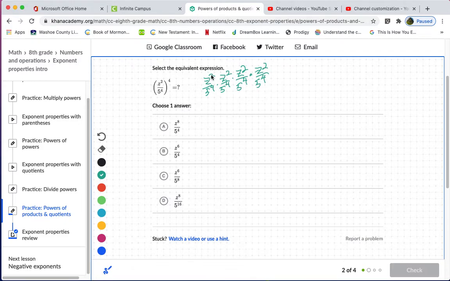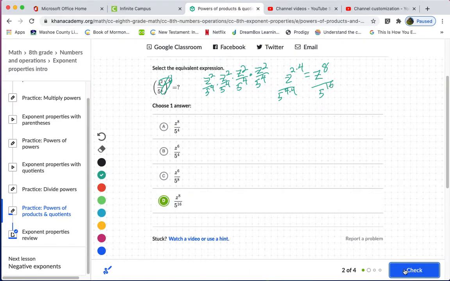And then we're multiplying, so we just add the exponents. Well, if we're raising something that's already a power to a power, we can just multiply. Okay, so we're going to do 4 times 2 and 4 times 4. So z to the 2 times 4 gives me z to the 8th, over 5 to the 4 times 4, and that's 5 to the 16th. So z to the 8th over 5 to the 16th.